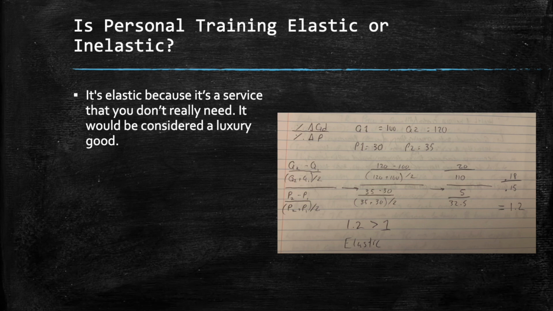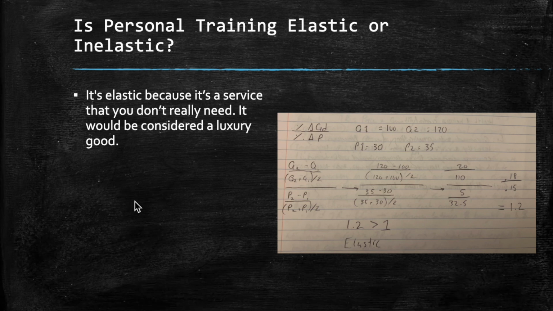Right, and then next we are given an estimate for the price elasticity of demand, and then we have to provide a brief explanation as to how price elasticity is computed and an interpretation of your estimate. So let's start with this. The personal training market is elastic because it's a service that you don't really need, right? You can work out by yourself. You don't need a trainer. So based off of that interpretation, it would be considered a luxury good, not a necessity.